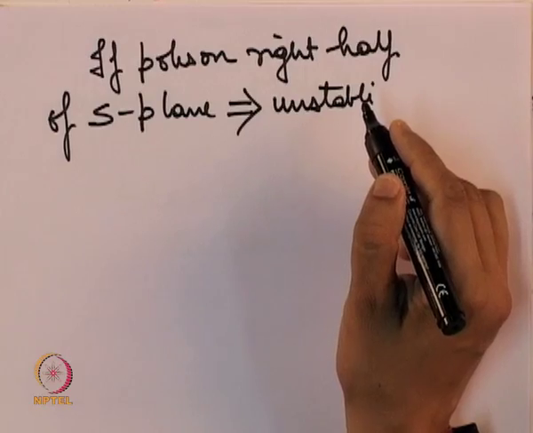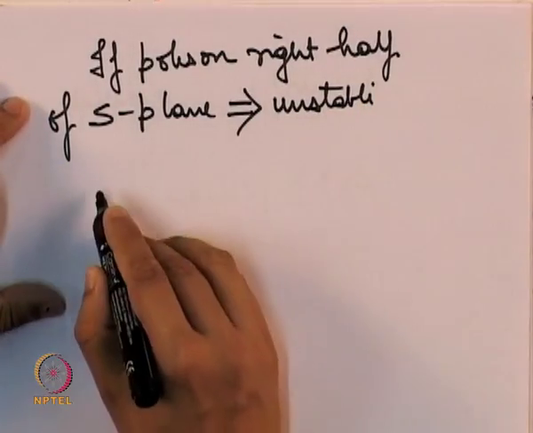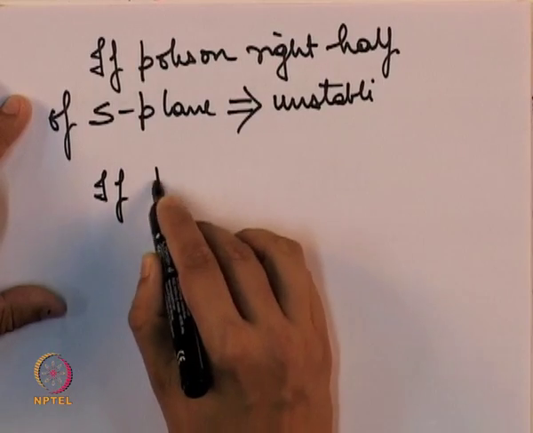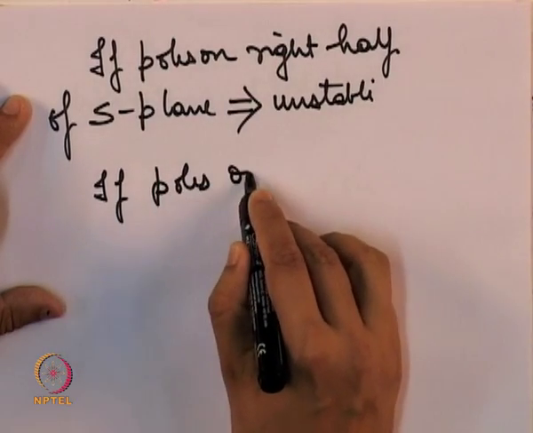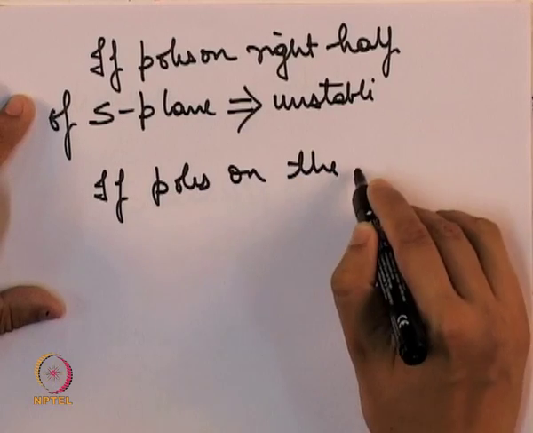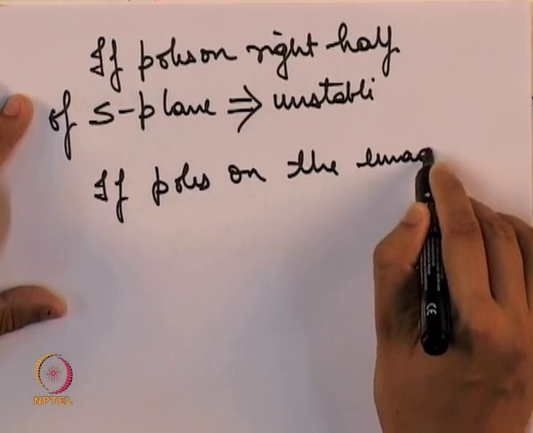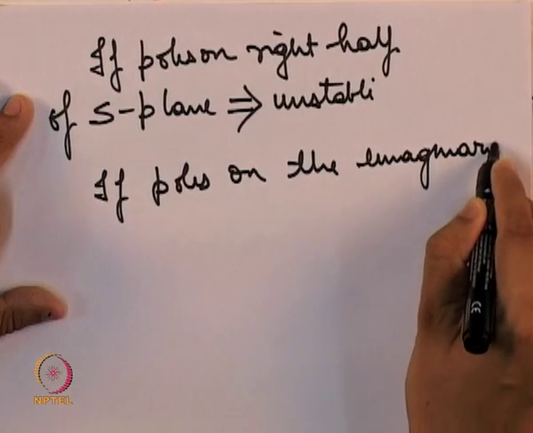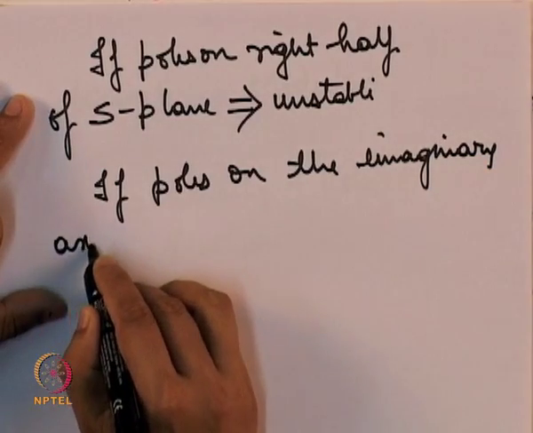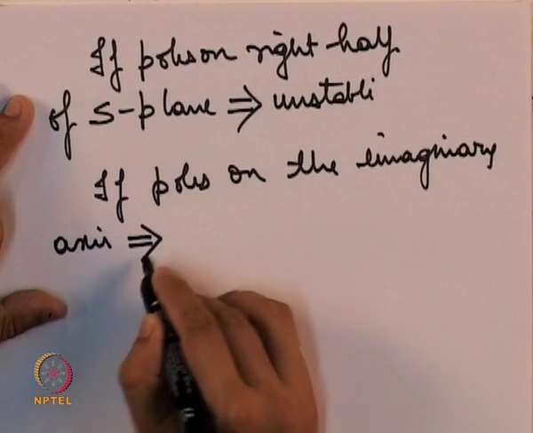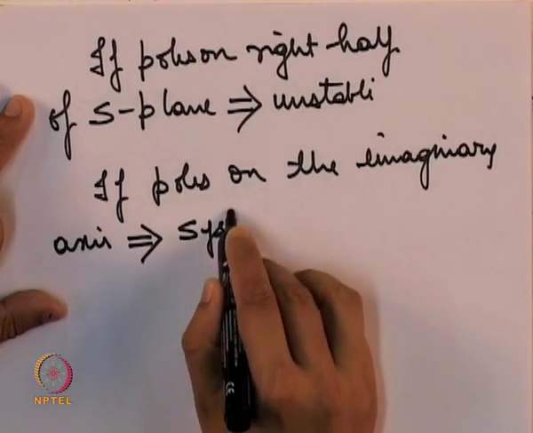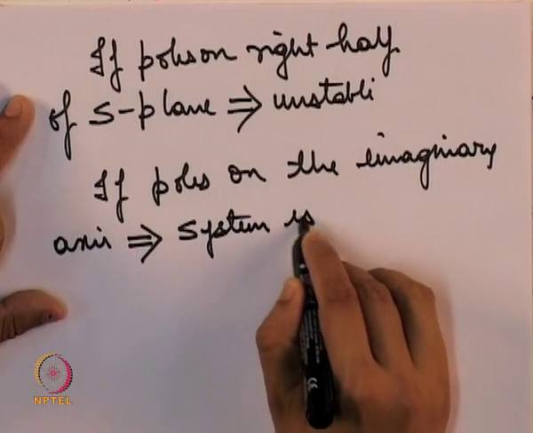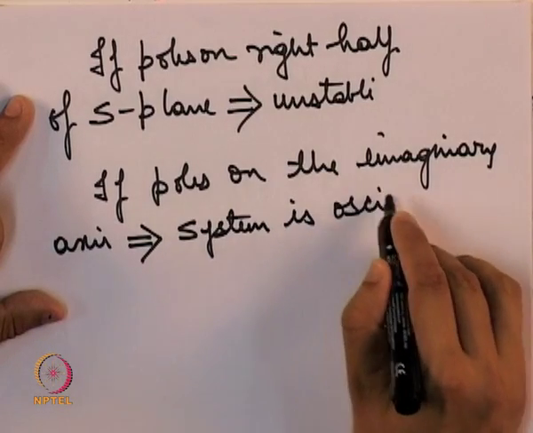And the third option is if poles on the imaginary axis implies system is oscillatory.